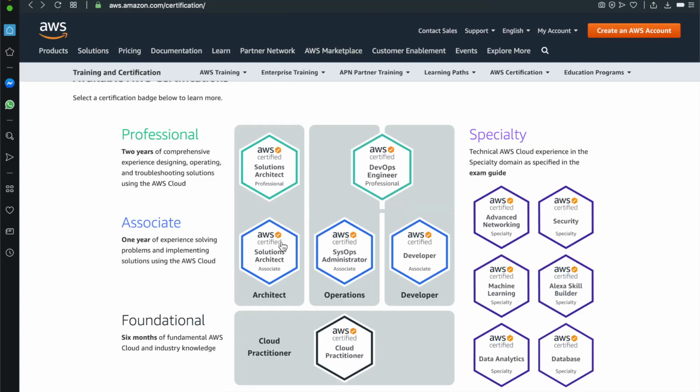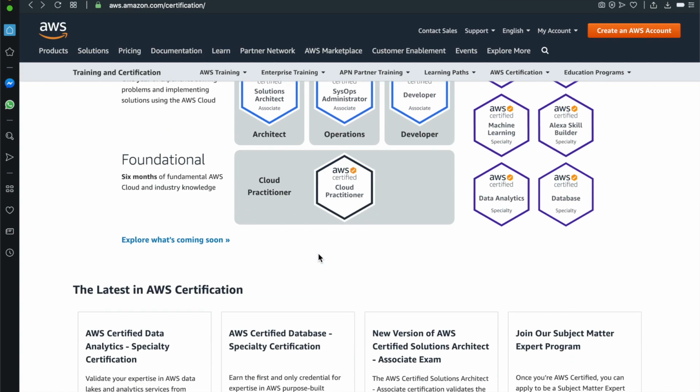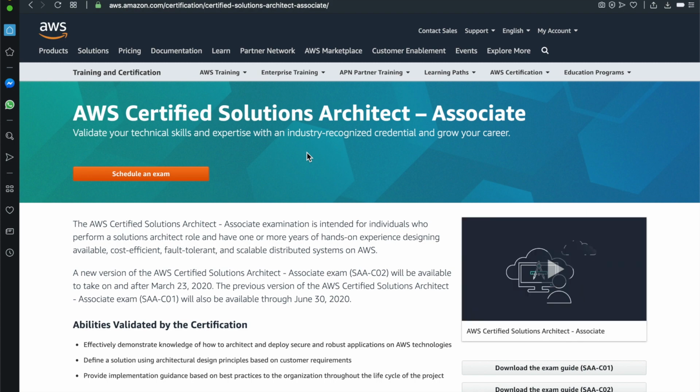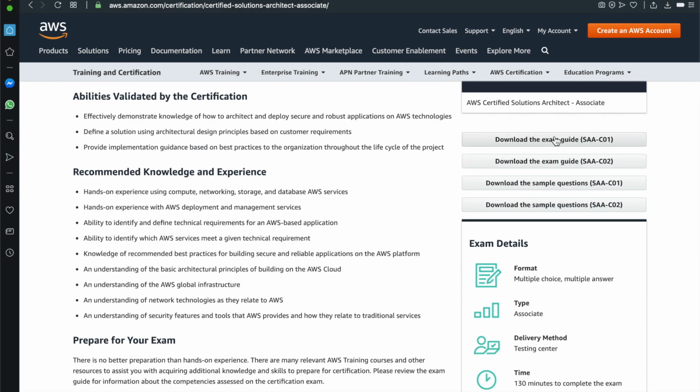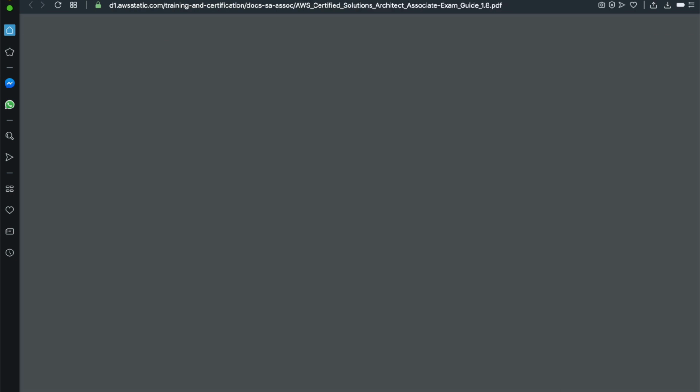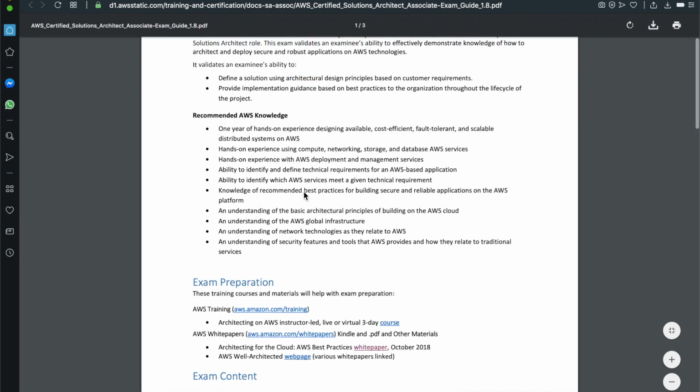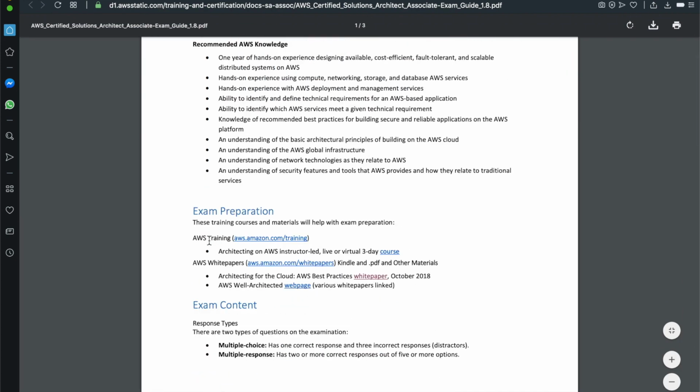Now let's take a quick look at how you can better prepare for this. Let's click into this. This is the AWS official site. First is the exam guide. Second is the sample questions. These are good resources. And here, first, exam preparation, AWS training.